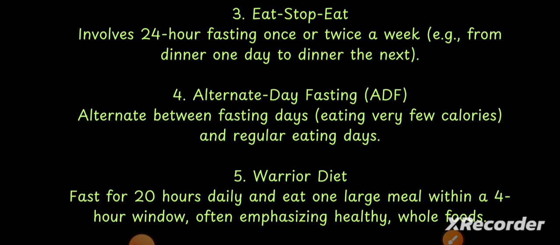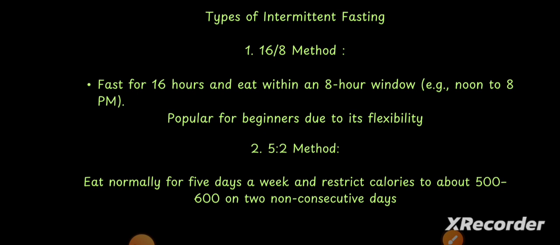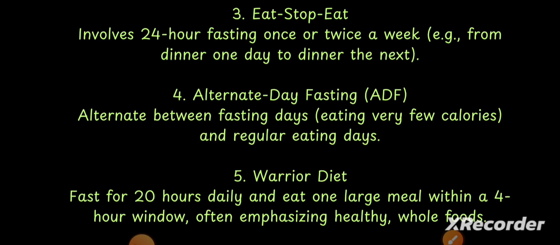So these are the common methods of doing intermittent fasting. The first method is the 16/8 method, 16 hours of fasting and an 8-hour eating window. Next is the 5:2 method, that is 5 days of normal eating and 2 days of fasting. It's not complete fasting, it's restricting your calories to 500 to 600 kilocalories on the remaining 2 days. The third method is the eat, stop, eat method, where you eat regularly and fast just one day or two days in a week. That's called the eat, stop, eat method.